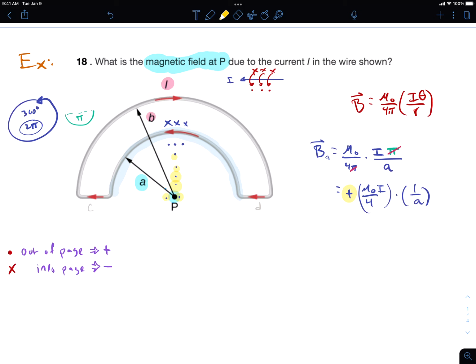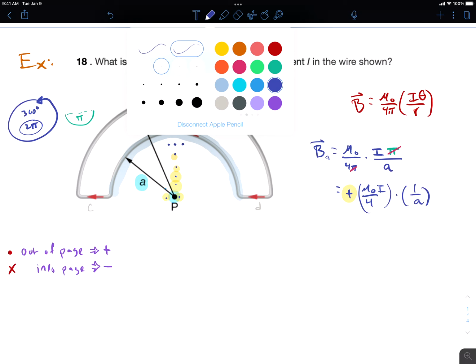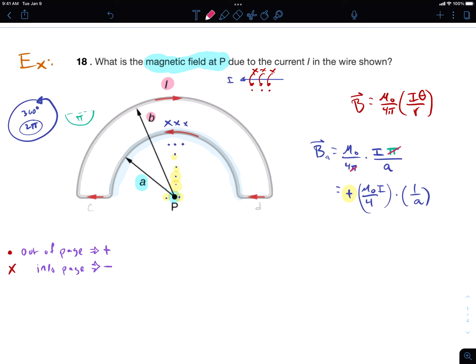Okay. Now, I'm going to leave this up to you to solve for segment B. So for segment B, can you do the same thing? Okay.